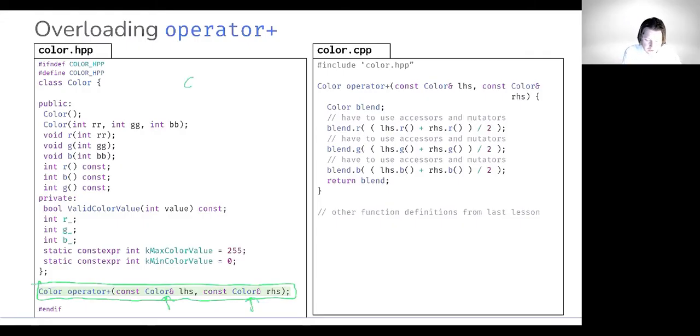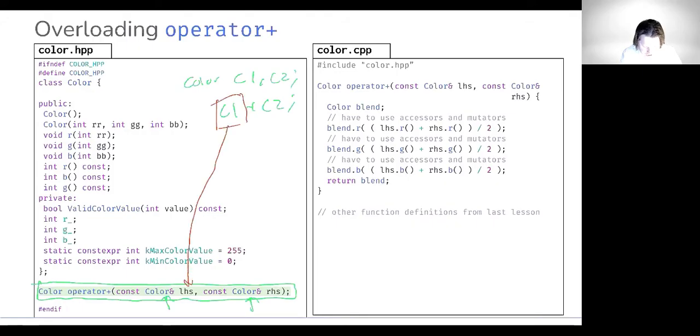So if we have color C1, C2, and again, when I'm writing it shorthand like this, assume that these colors took on some well-defined value somewhere, who knows where, but we used them before we came to this. So now we have something like C1 plus C2. That's going to call this overloaded operator.